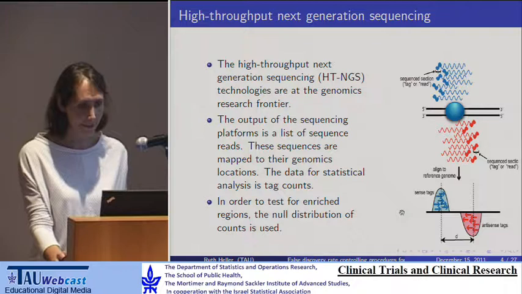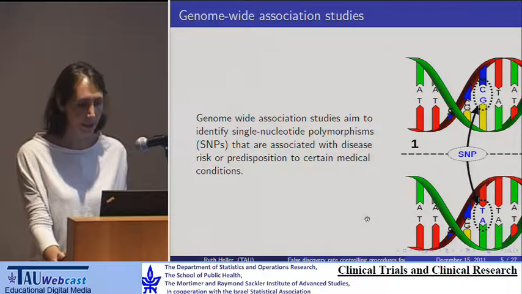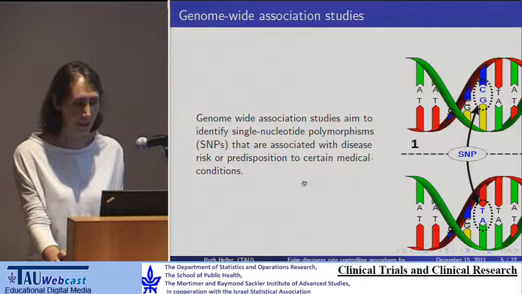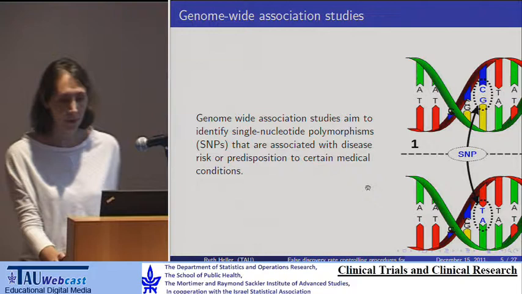And finally, another application is that of genome-wide association studies, where the aim is to identify single nucleotide polymorphisms, SNPs, that are associated with disease risk or predisposition to certain medical conditions. So you have many SNPs, about a million, and you are testing for association with a disease in each one of them.